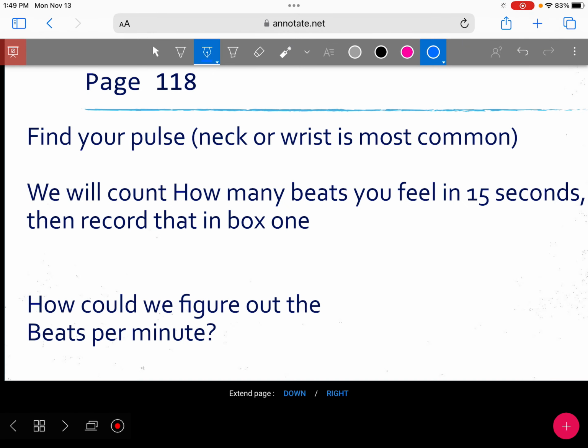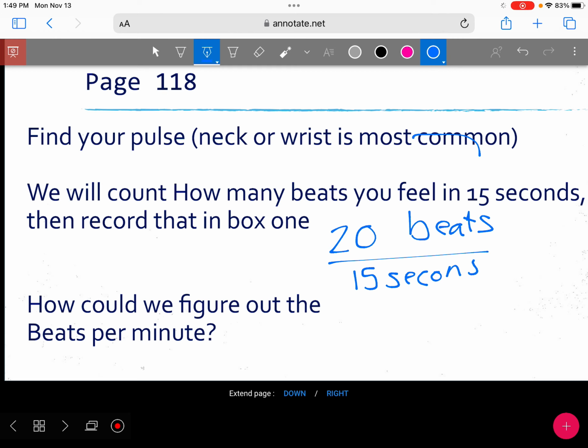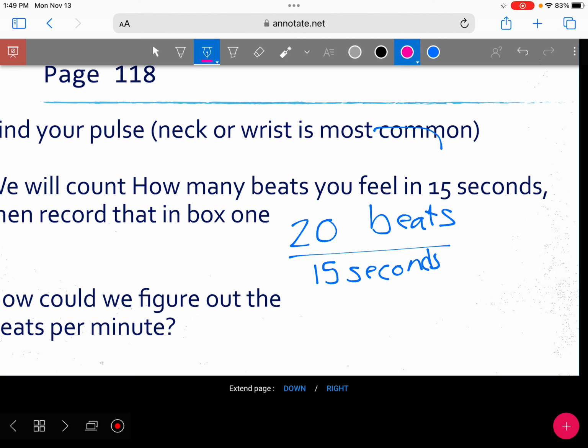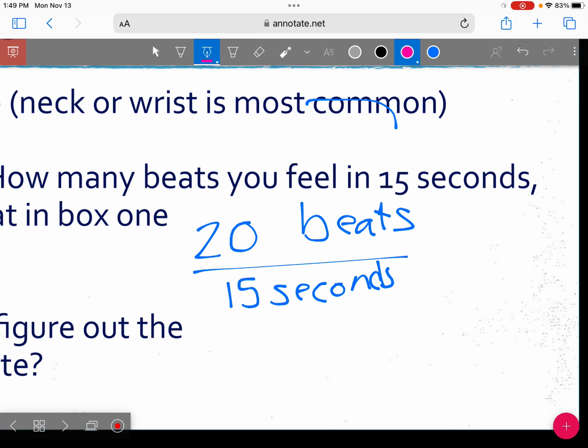And I'm going to pretend mine was 20, because I was watching the timer, so I didn't actually measure. I couldn't count and watch a number at the same time. So if I had 20 beats in 15 seconds, how could I find out how many beats in 1 minute? It's going to be kind of like that, but the way we do it is with a unit conversion. Because I know something about seconds and minutes, right?